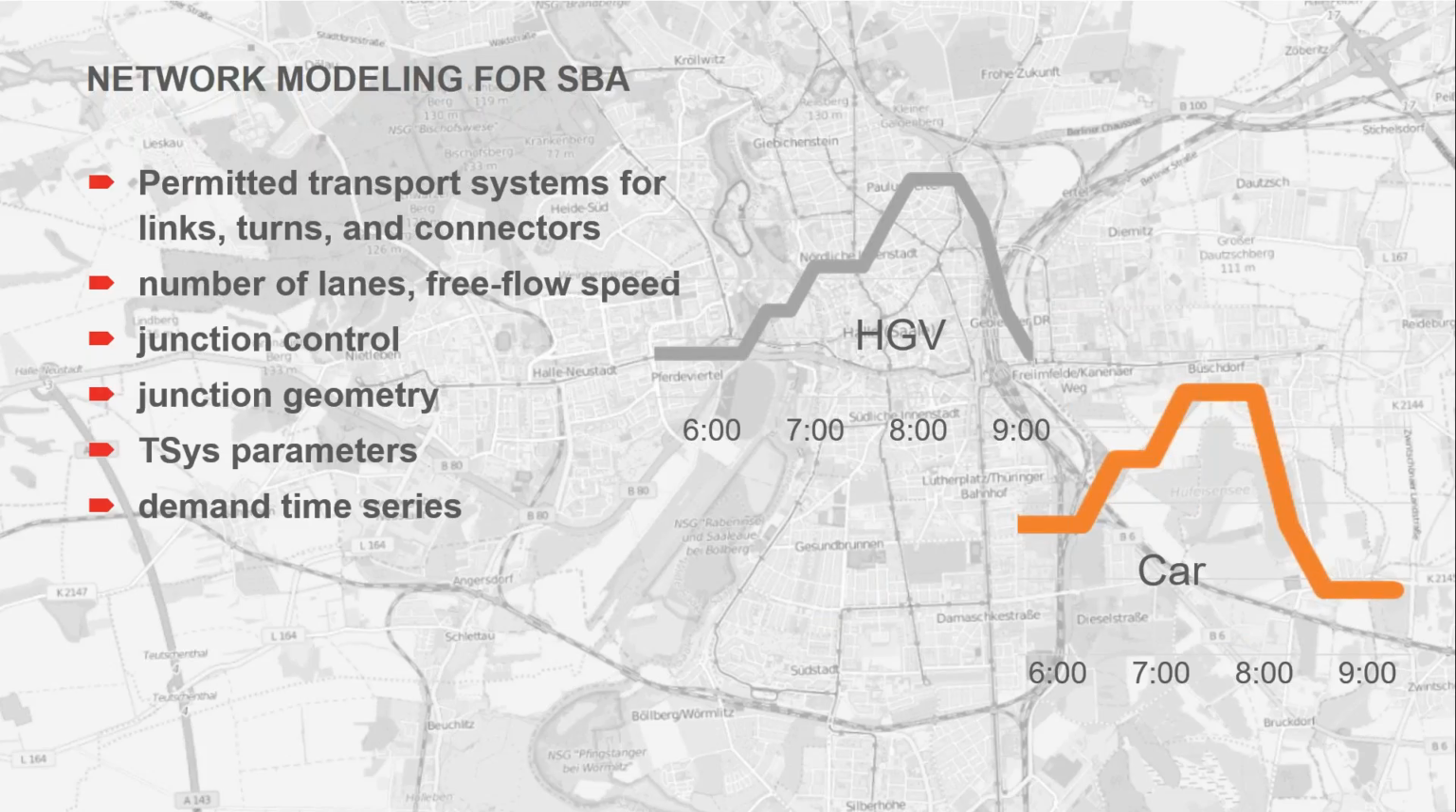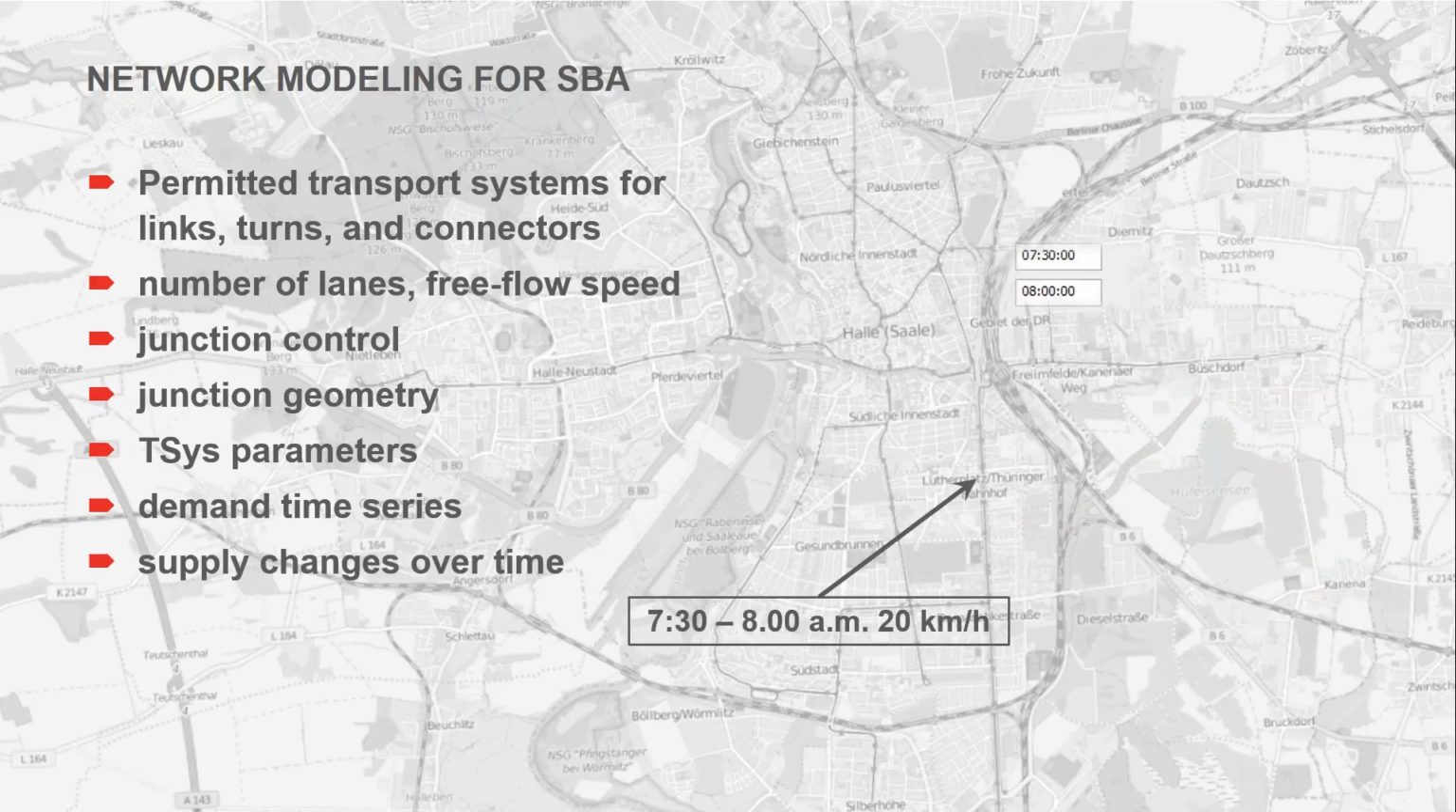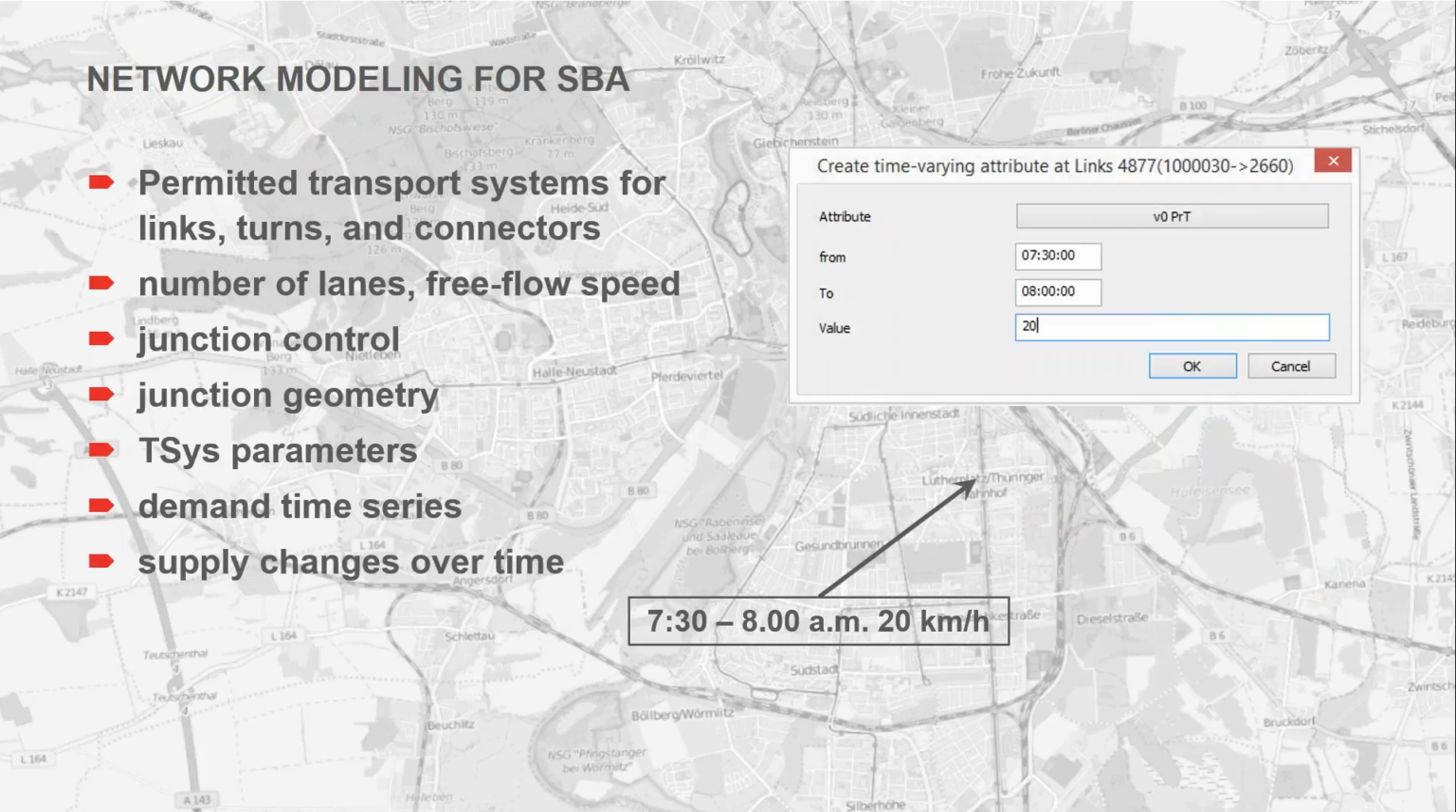Temporal distribution of demand is modeled. This can be done either by using time series or a set of matrices with time information. Supply changes can be modeled using time-varying attributes. So they can be used to define temporal changes of the supply side, like in this example, where there is a speed reduction over a period of 30 minutes.